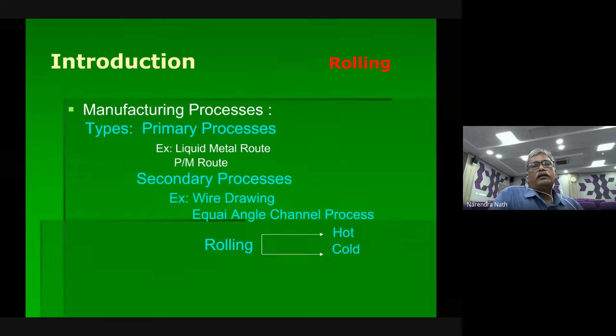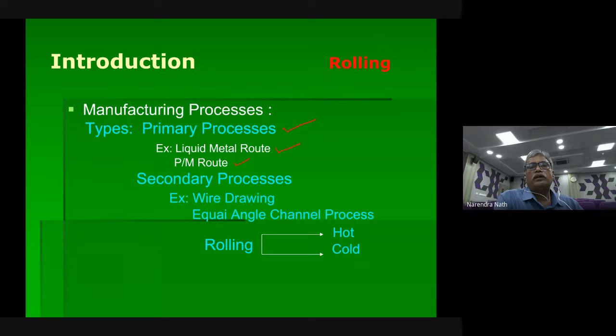Normally everybody knows this, because basically we are all teachers, and the manufacturing process is a primary process when we are talking. There are two routes existing, and now many other routes have come, but at large, the liquid metal route is one, and almost more than 90% of the products we are going to see today come through that route. Another one is the powder metallurgical route, and both have their own advantages and disadvantages.